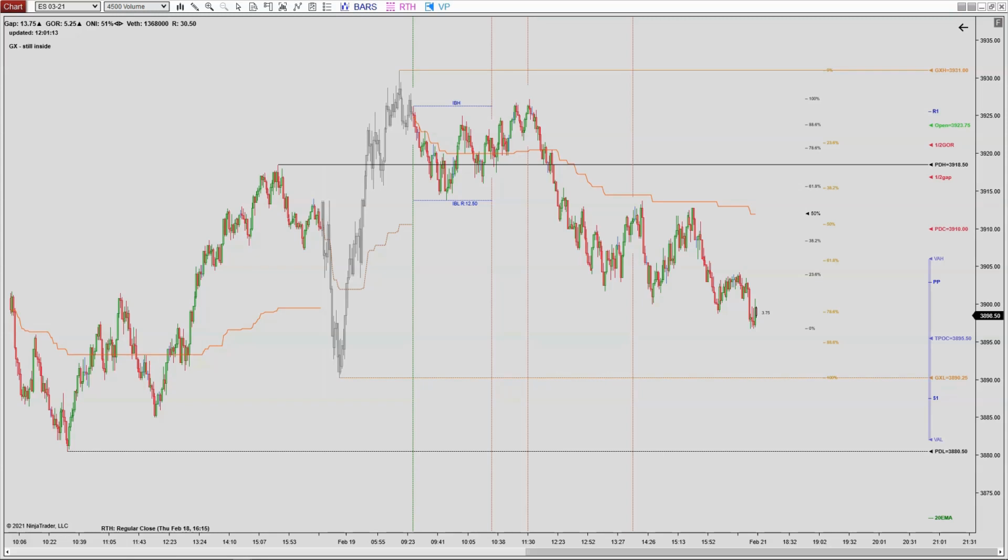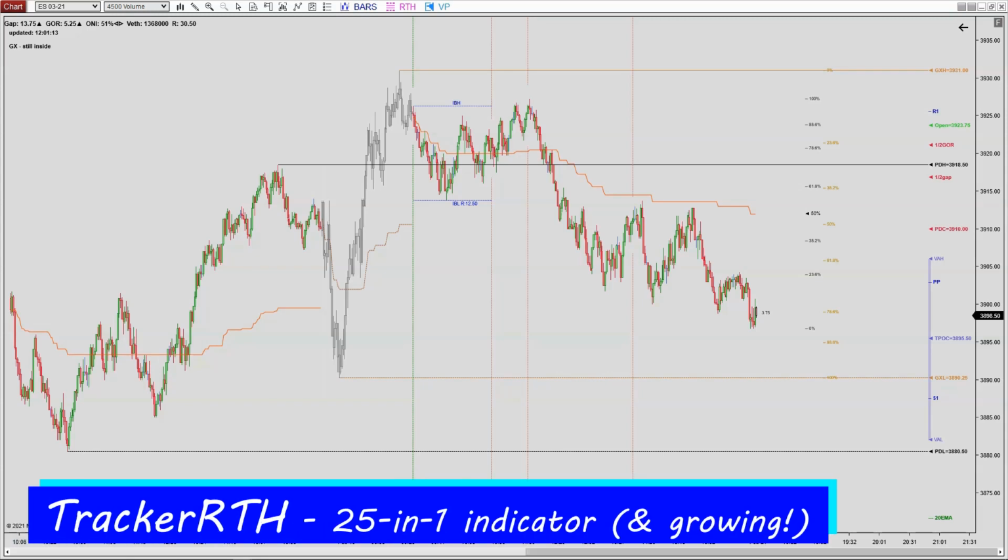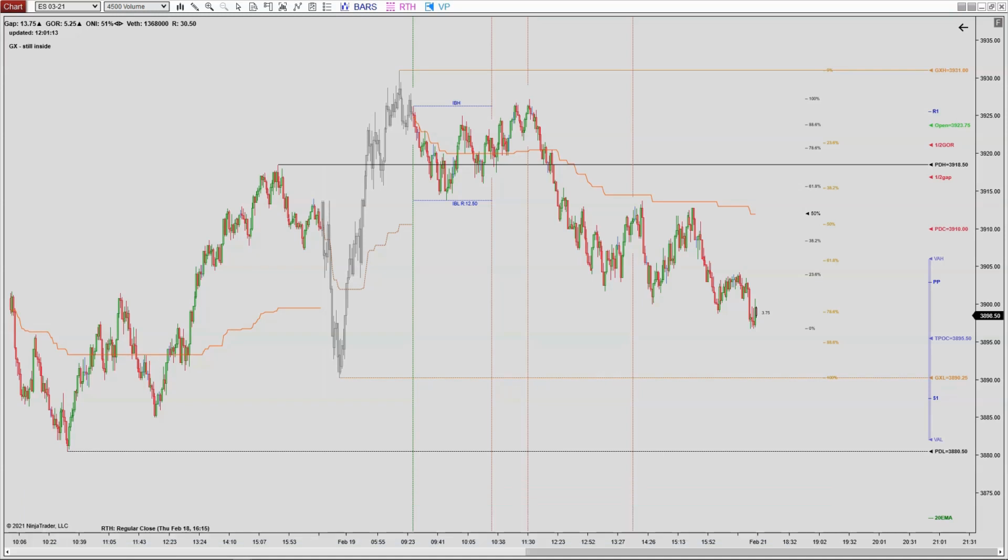With TrackerRTH, from one indicator you can plot some 25 different features of price. TrackerRTH does the work for you, saving you time and mental energy, so that you can focus on trading. Your real task is to prove what works for you, and then to stick to trading it.